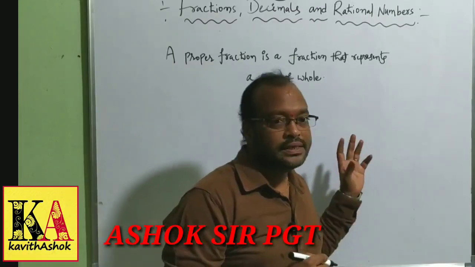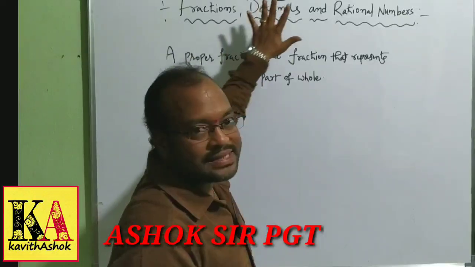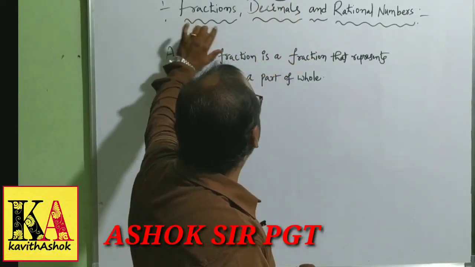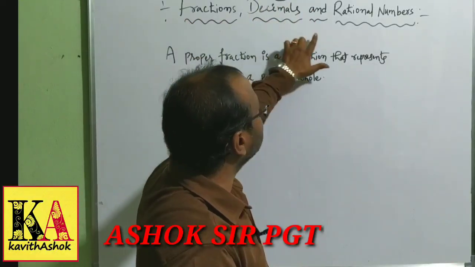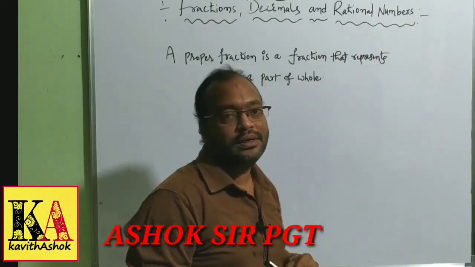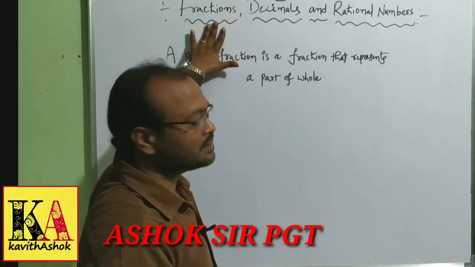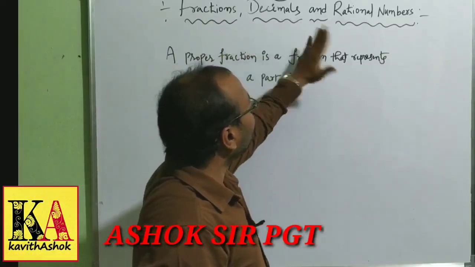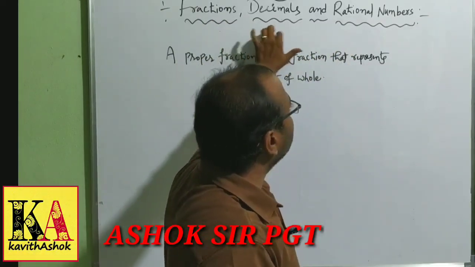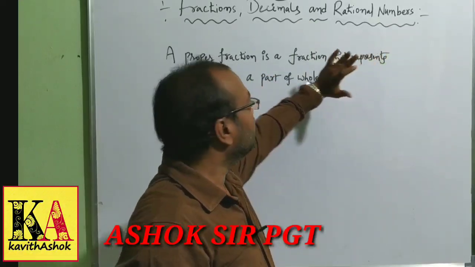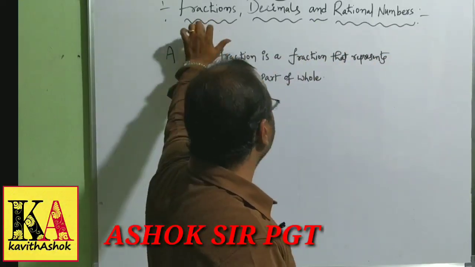This is the second chapter in the 7th class mathematics. The topic is fractions, decimals and rational numbers. In this chapter we will discuss fractions, and then the difference between a decimal number and a rational number. Okay, first we will start with fractions.